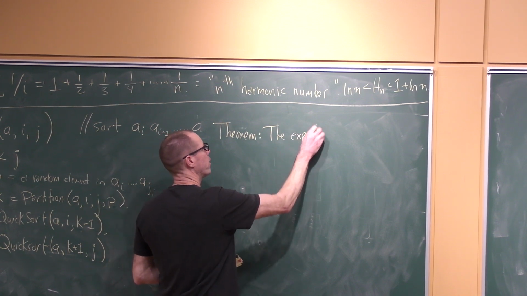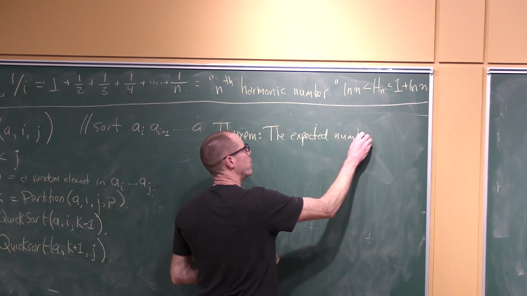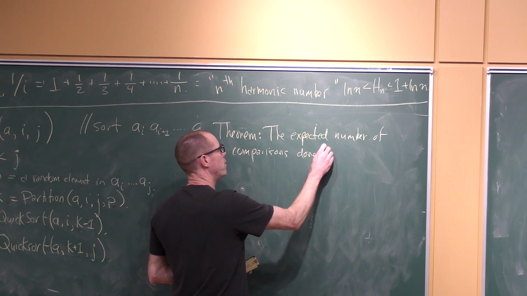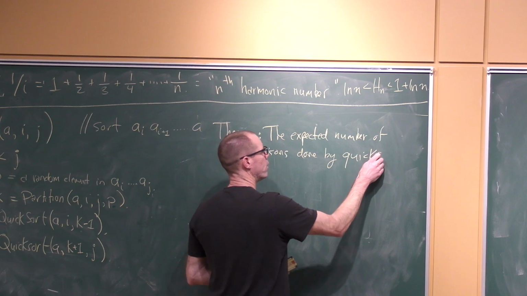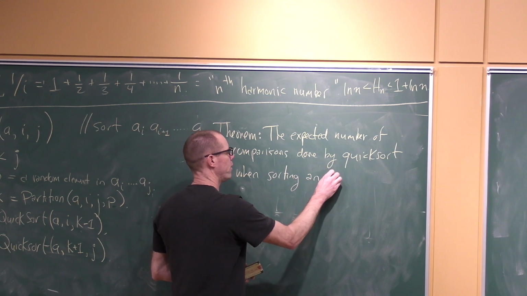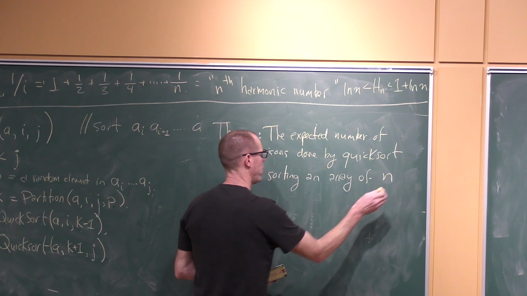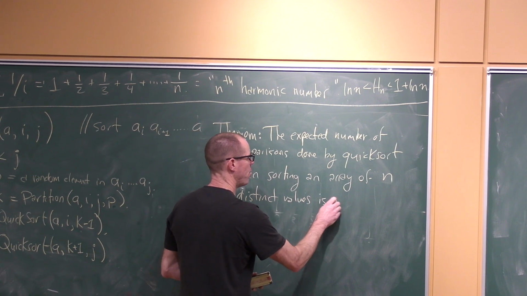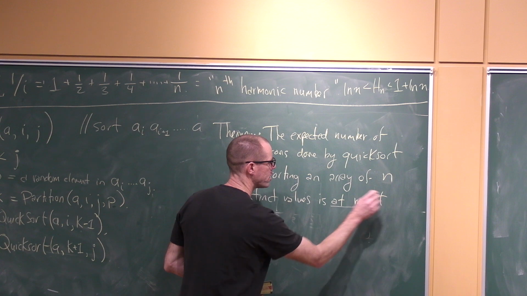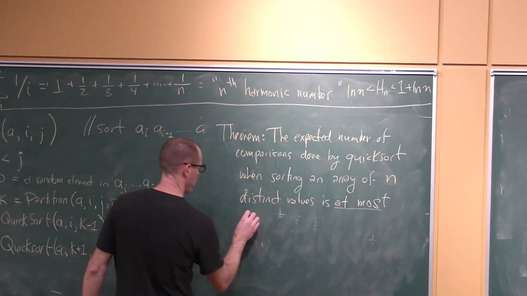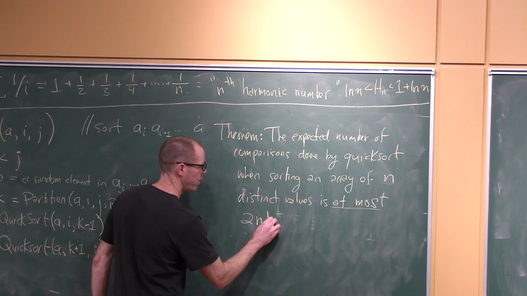The expected number of comparisons done by quicksort when sorting an array of n distinct values is at most, so not more than, and we have to include this because there's several spots where we use an inequality here, 2 times n natural logarithm of n.